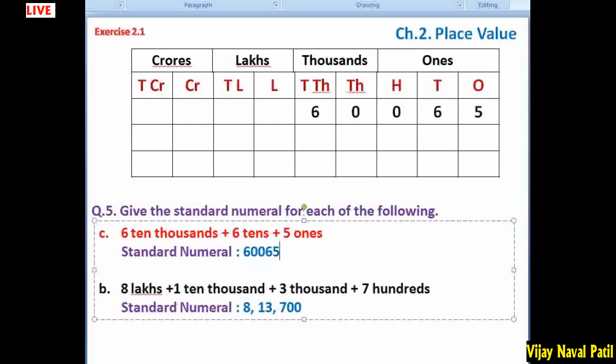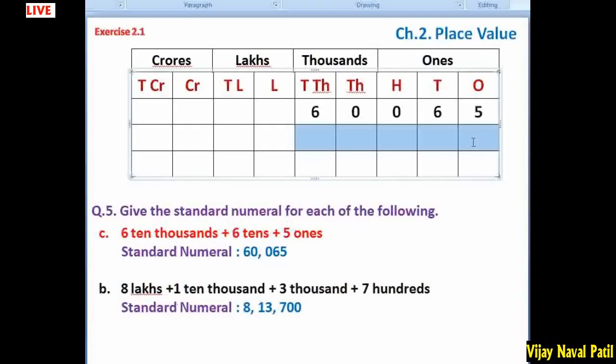60065, and as per the Indian system, counting 1, 2, 3 digits from right to left, you have to put the commas. So this is your standard numeral, and the second number is given here, that you have to write in a chart or in a place value system.